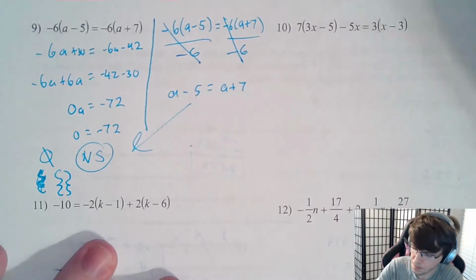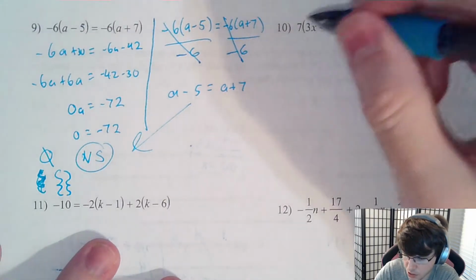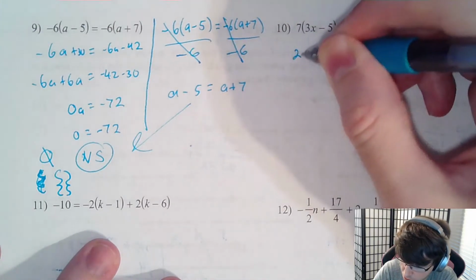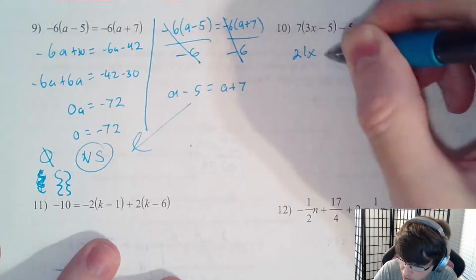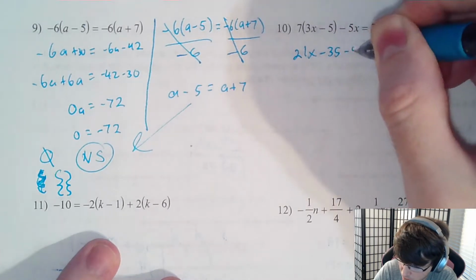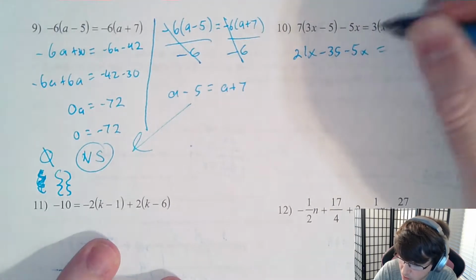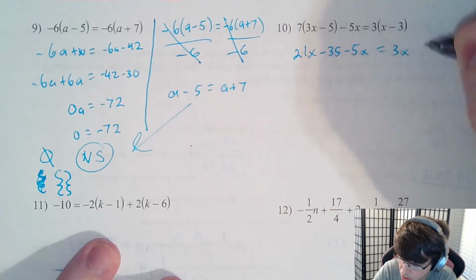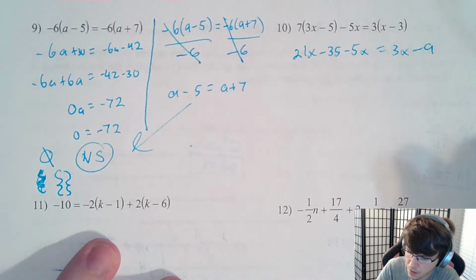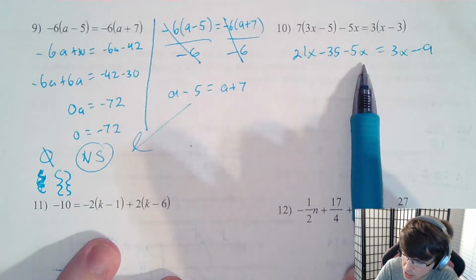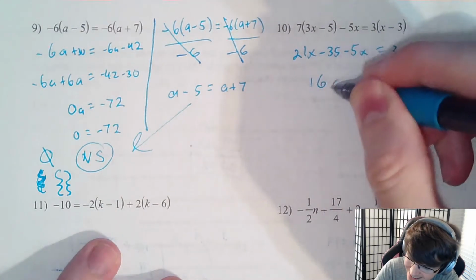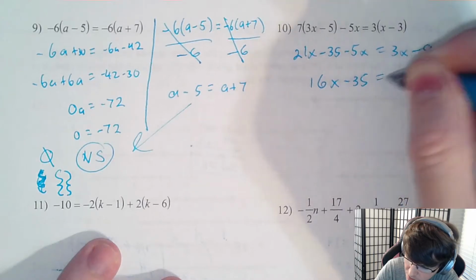Let's continue. So here, lots of distributive again. So 7 distributes to the 3, 21x. 7 to the 5, -35, minus the 5x. Equals 3 distributes 3x minus the 9. We're going to go ahead and add like terms. You have a 21x and a -5x. That's going to become a 16x minus 35.